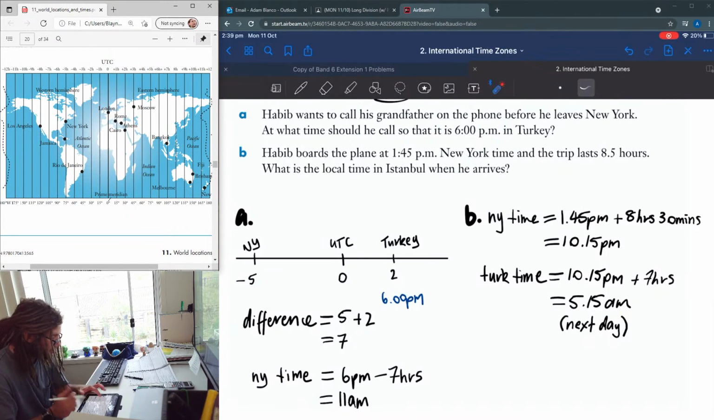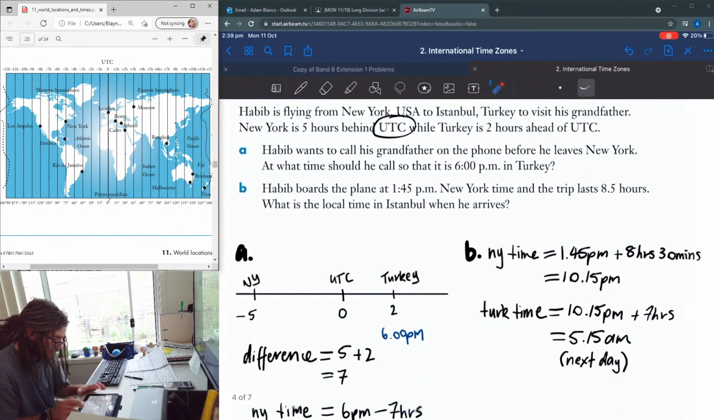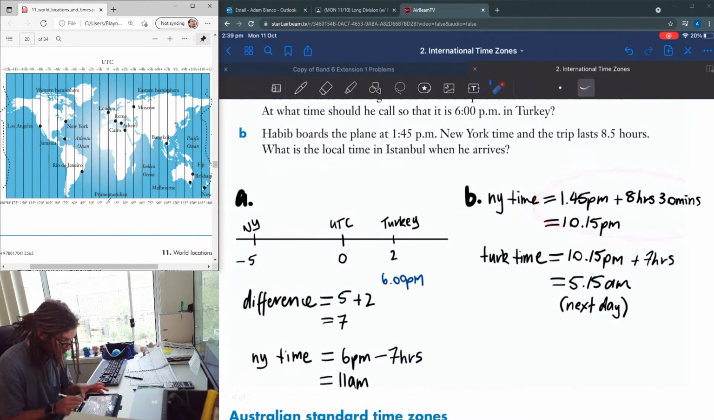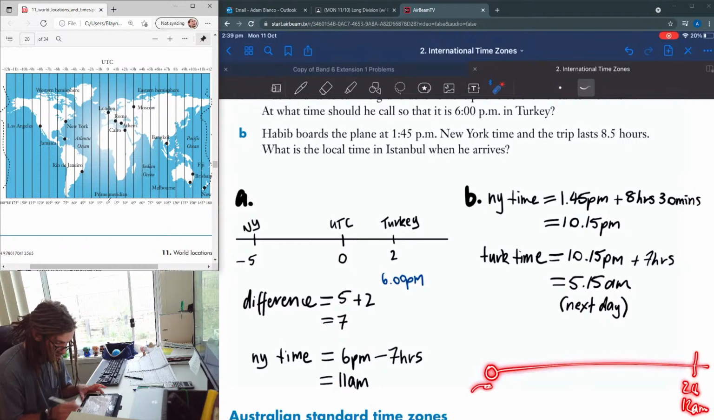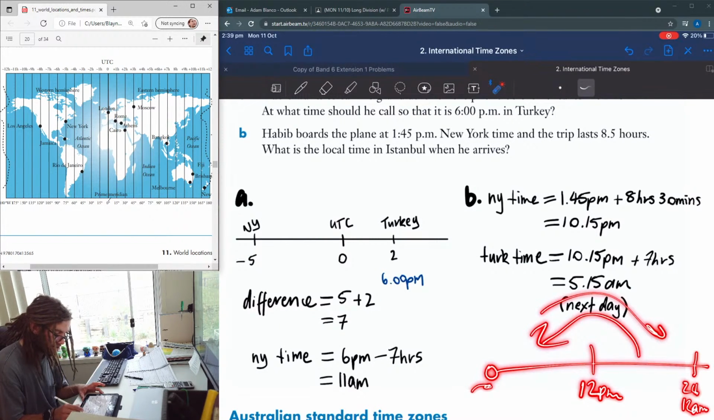So however you want to work out these calculations, sometimes it's best to do it with some sort of timeline, and have midnight or 0 o'clock and 24 o'clock, which is like 12 a.m., and put midday here and make your calculations like that.